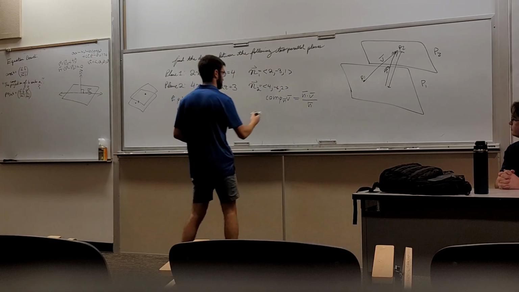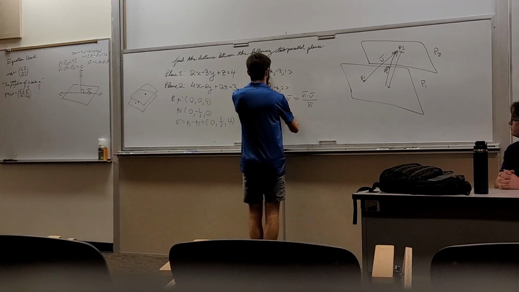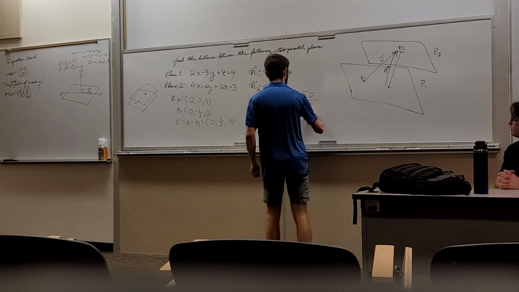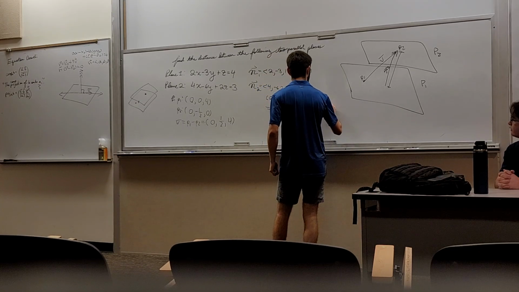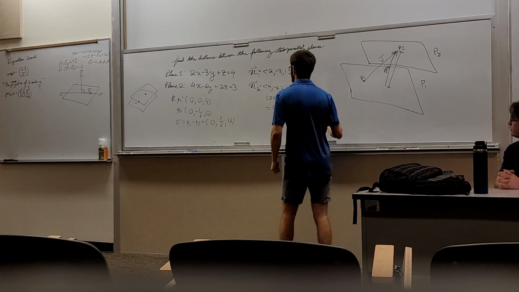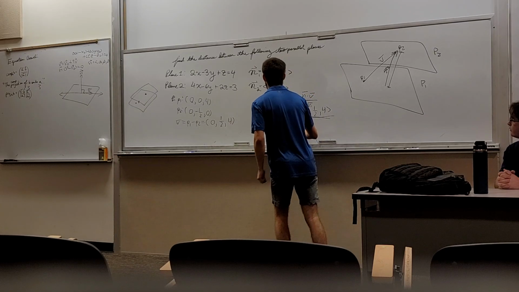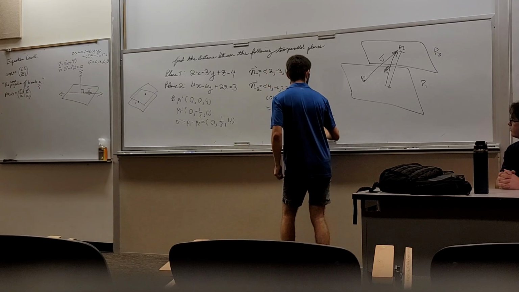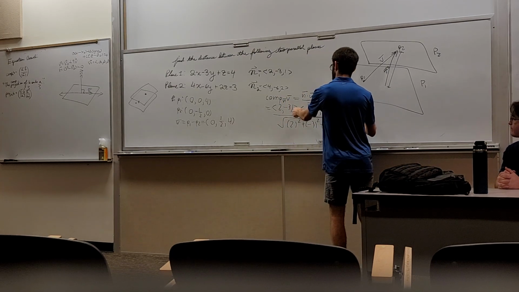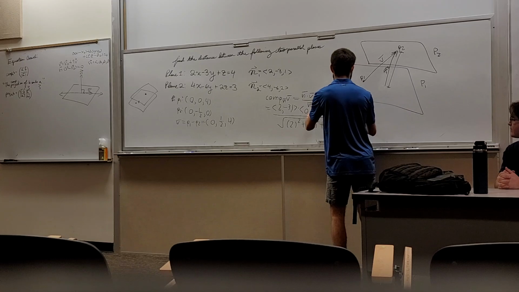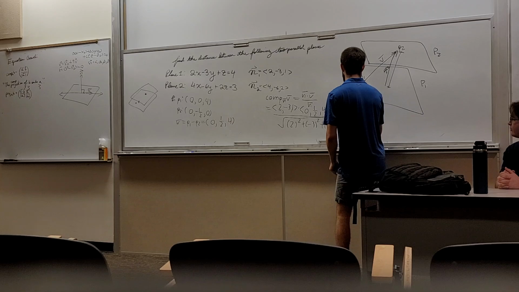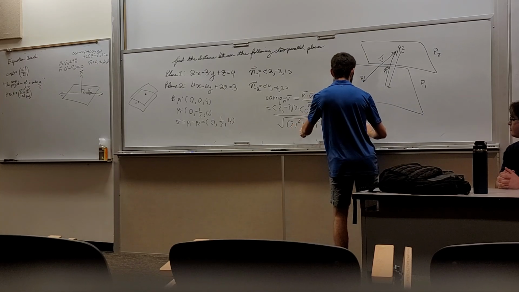So we can just plug some stuff in here. N is, well, it'd be 2, minus 3, and then 1, dotted with V, which was 0, 1/2, and 4. And then over the magnitude of N, so it'll be the square root of the sum of squares: 2 squared plus minus 3 squared plus 1 squared. If we dot the two vectors, we get 2 times 0 is 0, minus 3 times a half, we get minus 3 halves, and then 1 times 4, we get 4. And then we have the square root of 4 plus 9 plus 1.